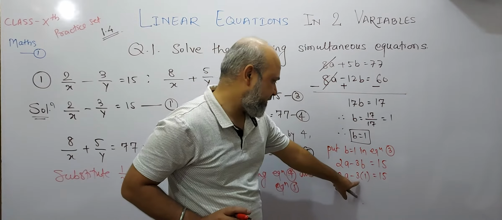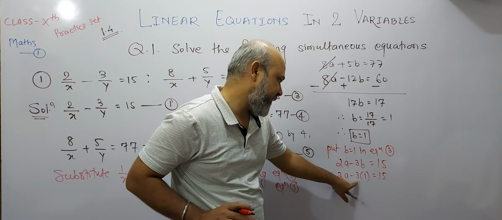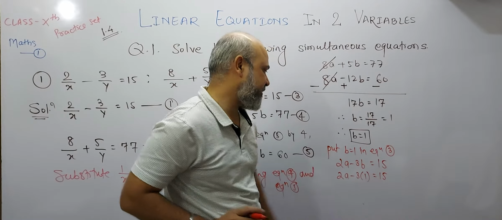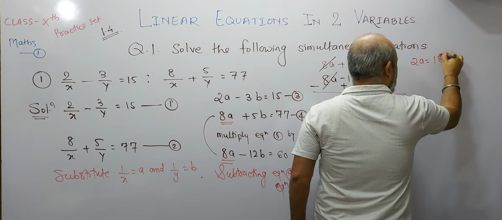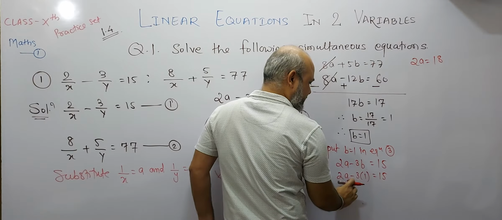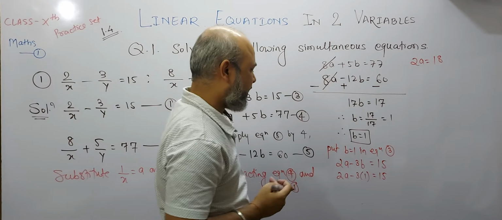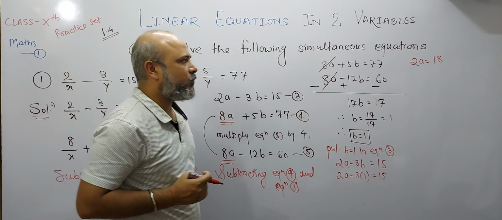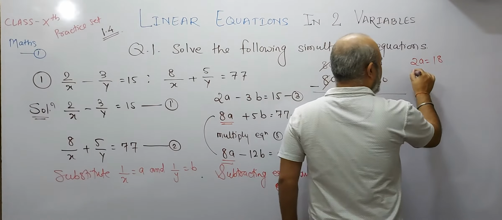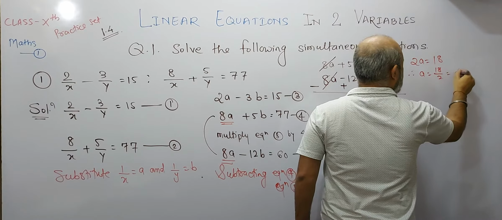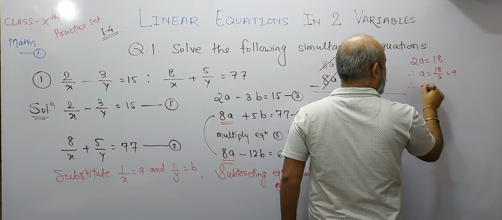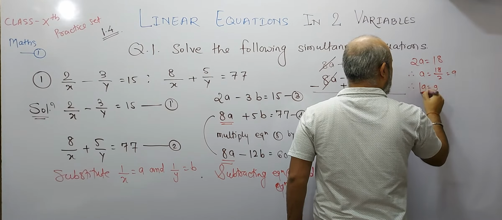Now we transfer this 3 1s are 3 to right hand side. So this becomes plus 3. So you will get 2a is equal to 18, because this is 15 and this minus 3 becomes plus 3, and you will get 2a is equal to 18. Therefore value of a is 18 divided by 2, which is equal to 9. Therefore value of a is equal to 9.